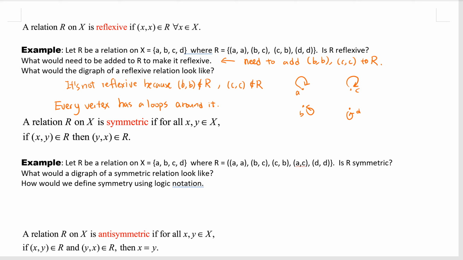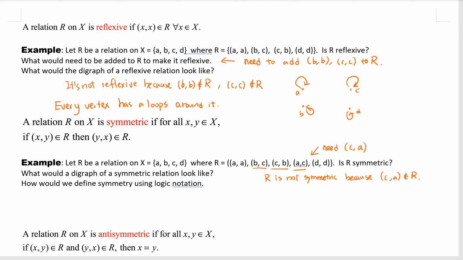Let's look at R. We have BC, so CB must be in R, right? We have AC, so we need CA to also be in R, but here we don't have CA, so R is not symmetric, because CA is not in R. In order to make R symmetric, we just add CA to it.